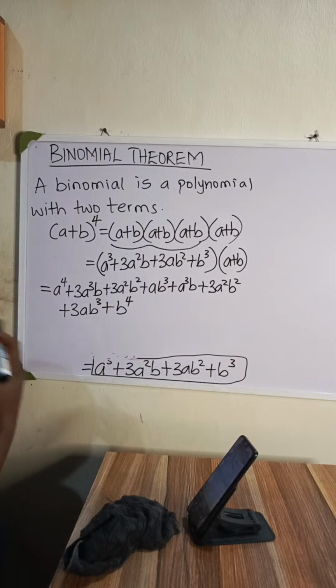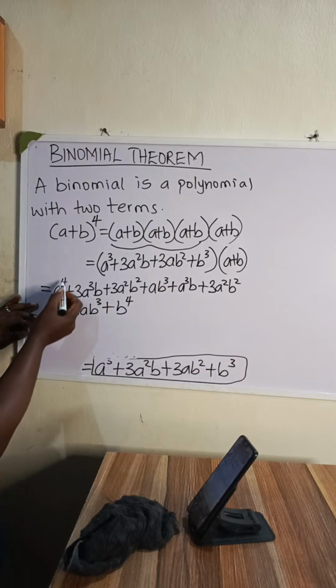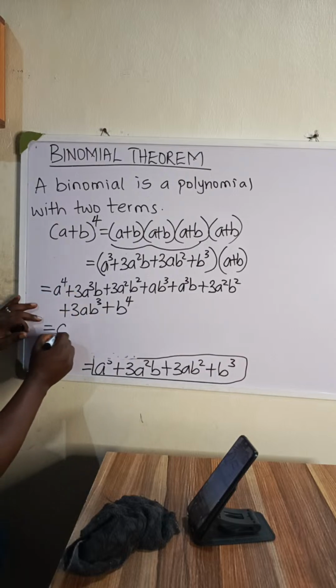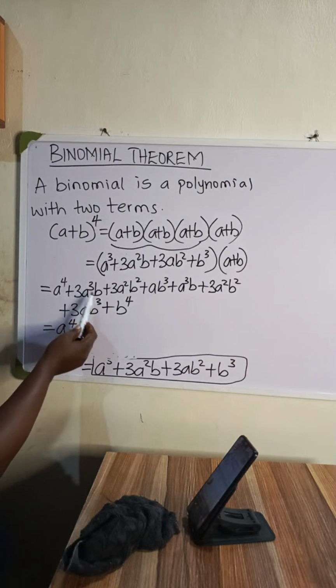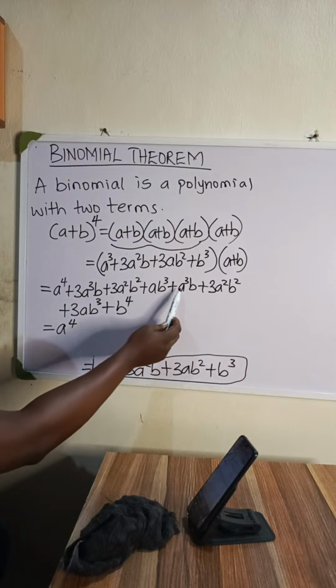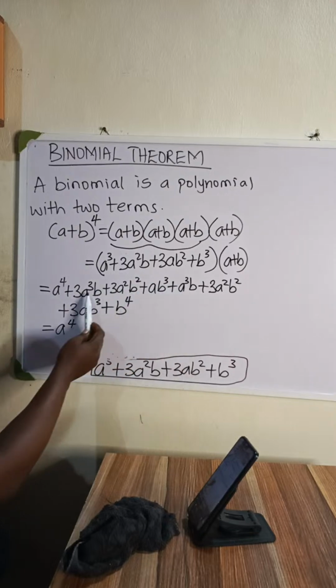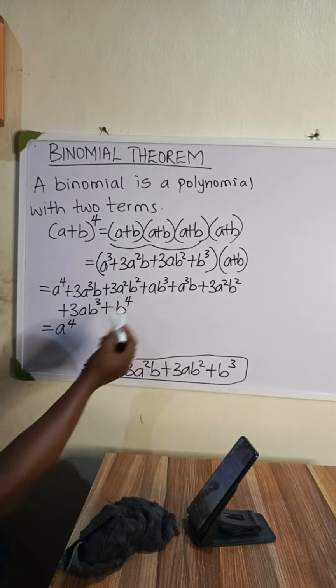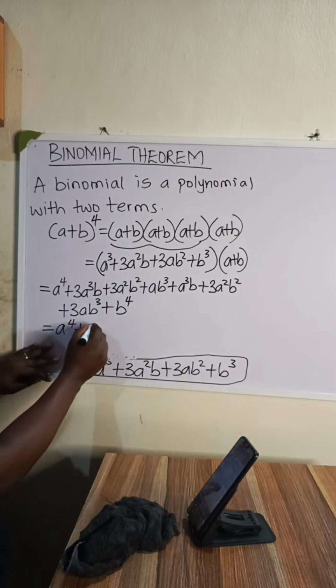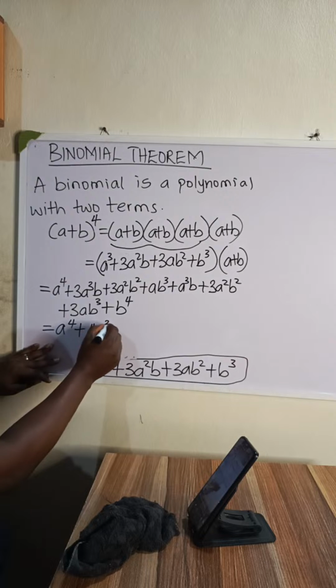Okay, so now let's bring like terms together. A to the power of 4. We have 3a cubed b. Where else do we have a cubed b? So we have a cubed b, a cubed b. So 3 plus this will give us 4. So we have 4a cubed b.